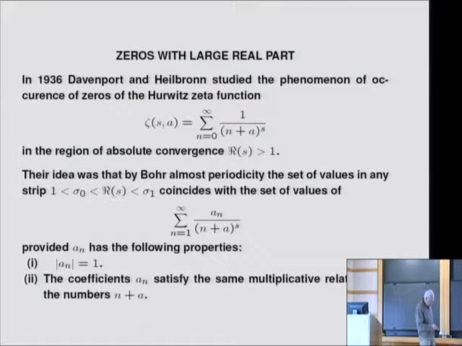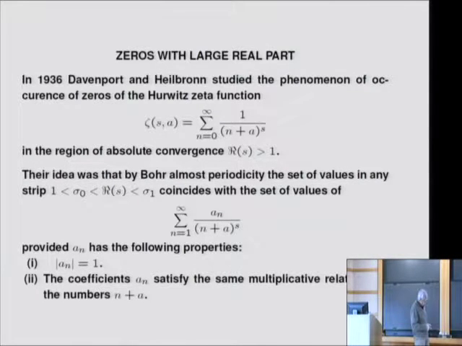In fact, in this case you may assume that when you vary a_n, then your s can be just real. Vary a_n with absolute value 1, provided condition two is satisfied. Now, how do you satisfy condition two?